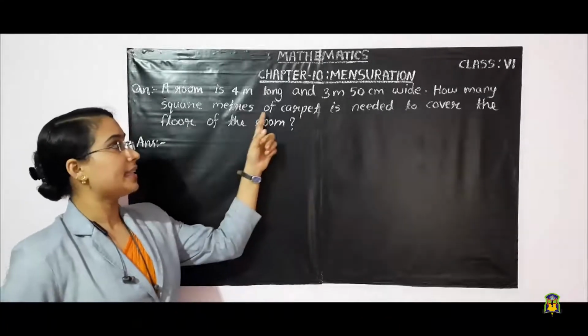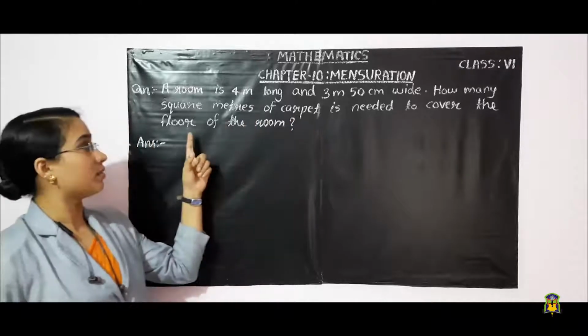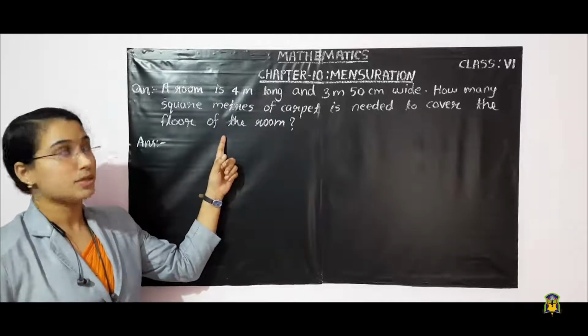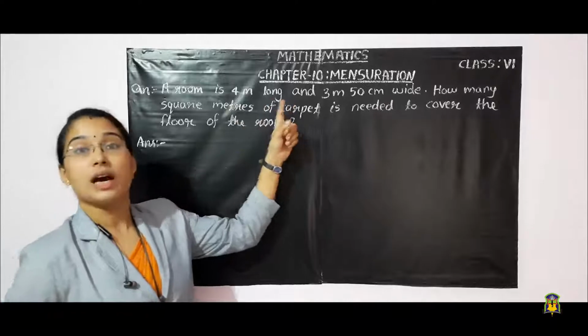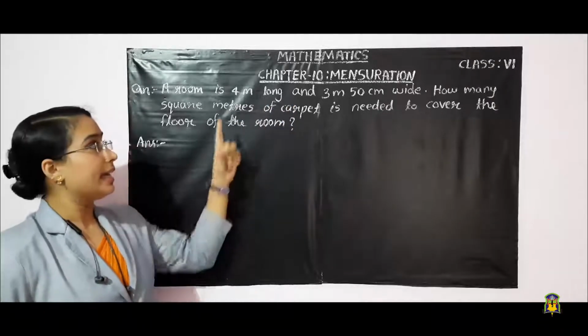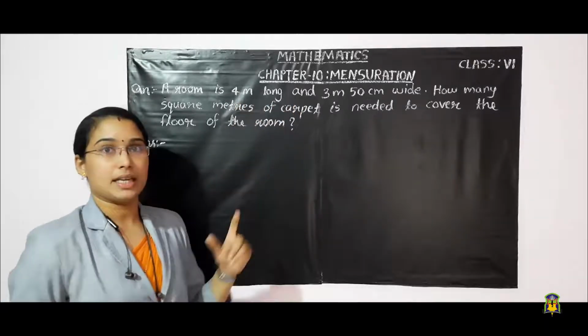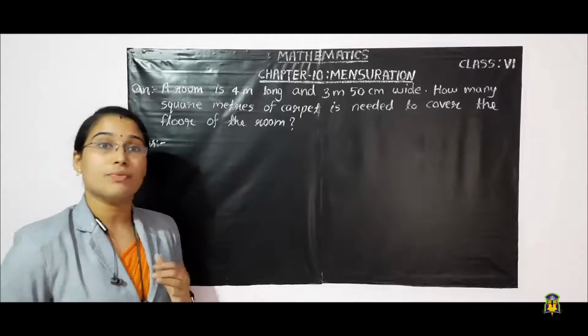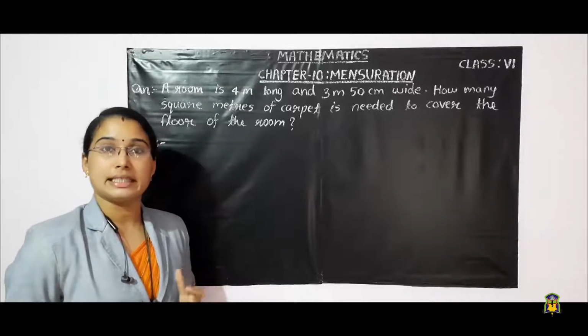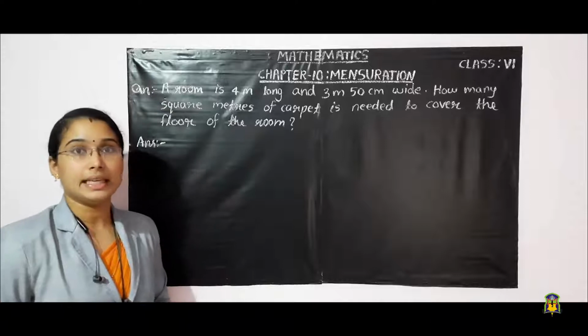Okay. For finding the area of the carpet, we can find out the area of the floor because the length and breadth of the floor are already given. That means the floor is in the shape of a rectangle. We already studied the formula for finding the area of a rectangle.